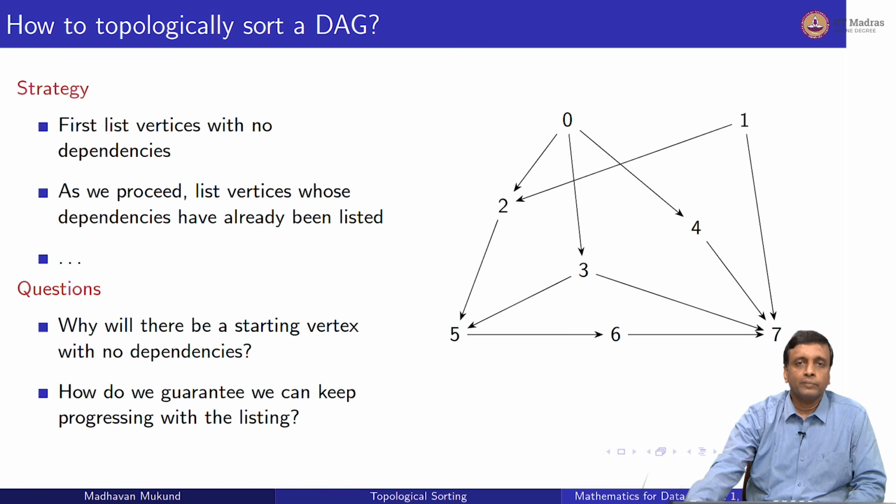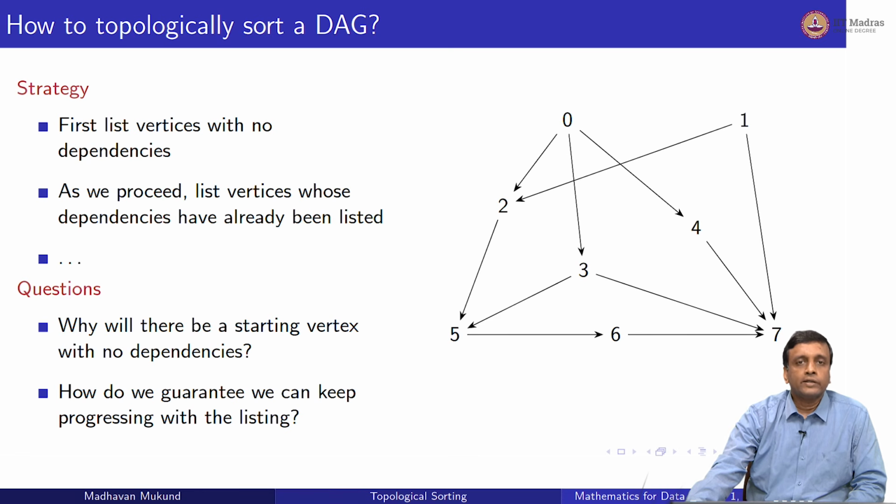So we have to make sure that every vertex, remember that we said that whenever we have a DAG, we can do a topological sort. This is our claim. And our strategy above says that we are going to do this by starting with a vertex with no dependencies. So first we have to show that such a vertex exists.